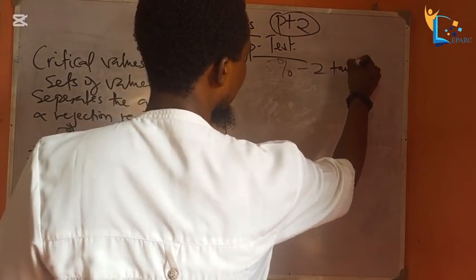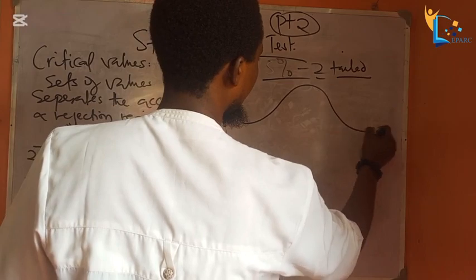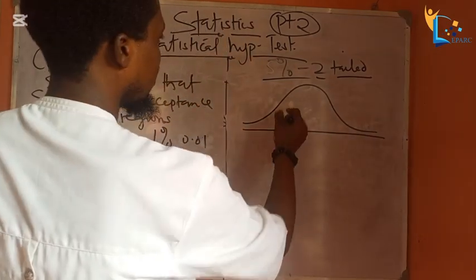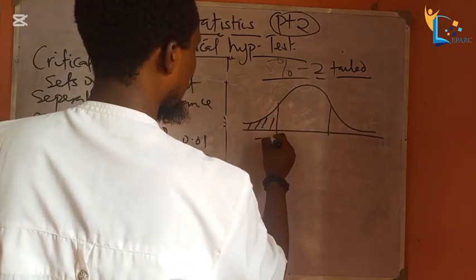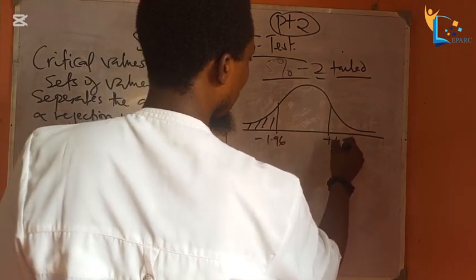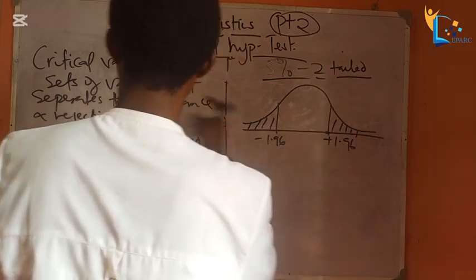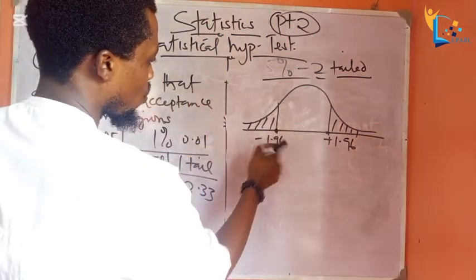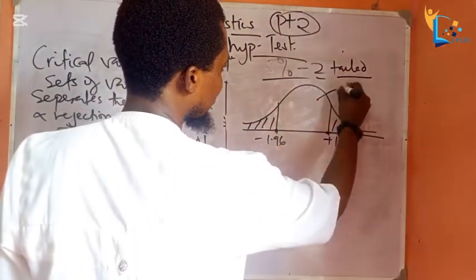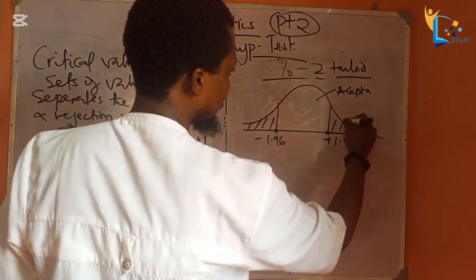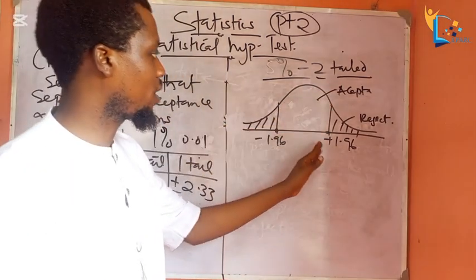For 5% 2 tail, we'll have something like this, 2 tail. This is minus 1.96 and plus 1.96. So these are the critical values that we talked about. This is the acceptance region, and this is the rejection region. Acceptance region and rejection region.